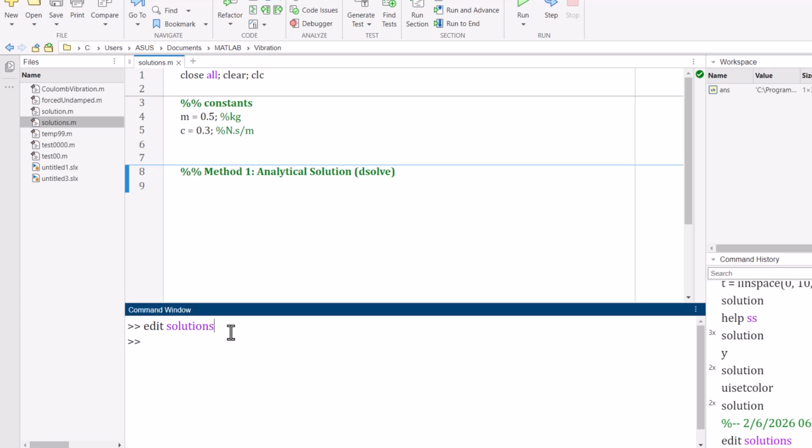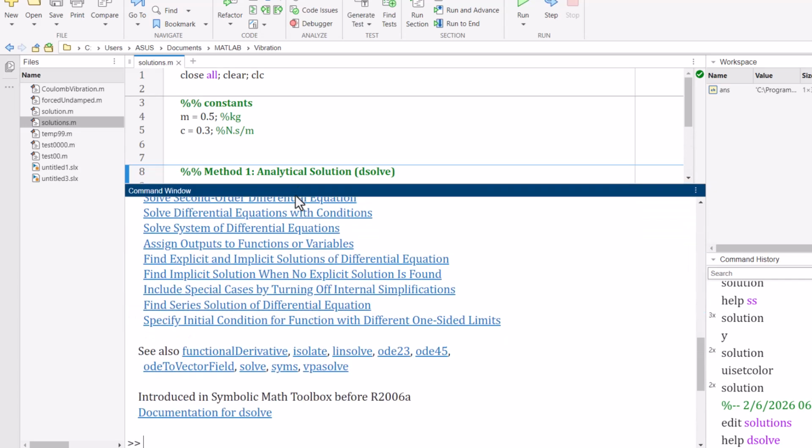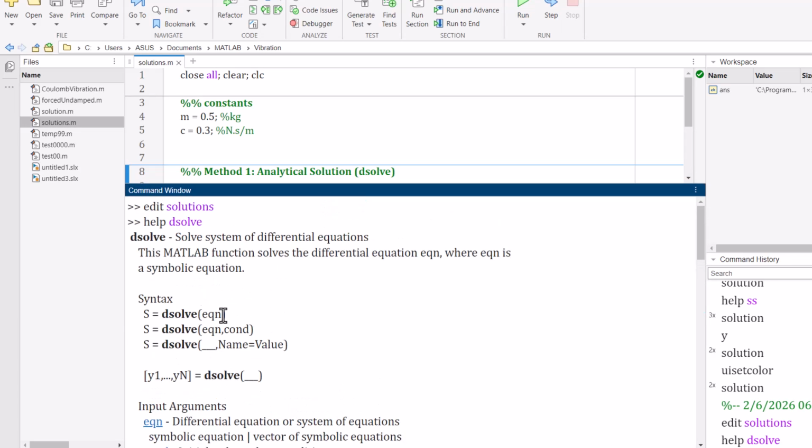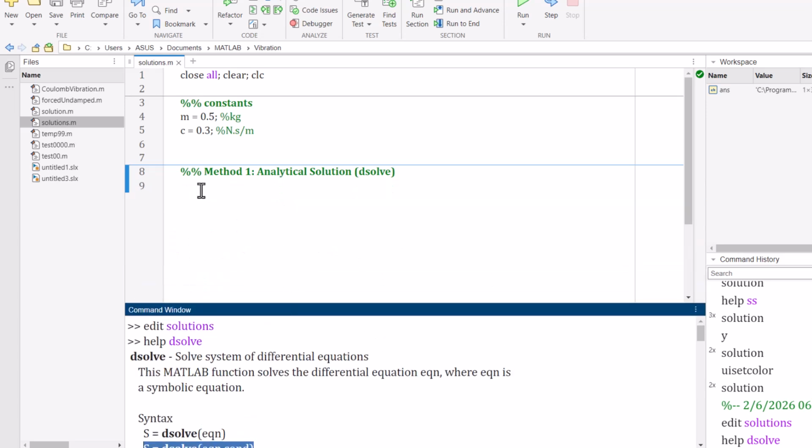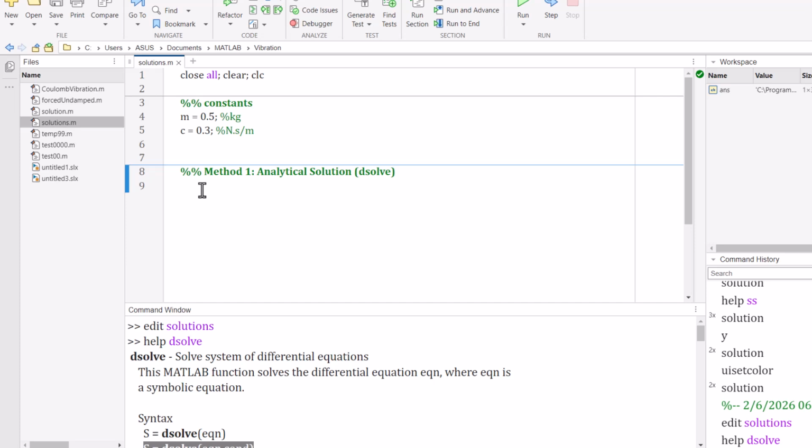First, I type help dsolve to find the general form of the syntax of this command. I have a separate tutorial on the dsolve command. So if you're not familiar with analytical solution of differential equations, make sure you watch it first. S is going to be the output of the solution, and it asks for the equation and initial conditions.